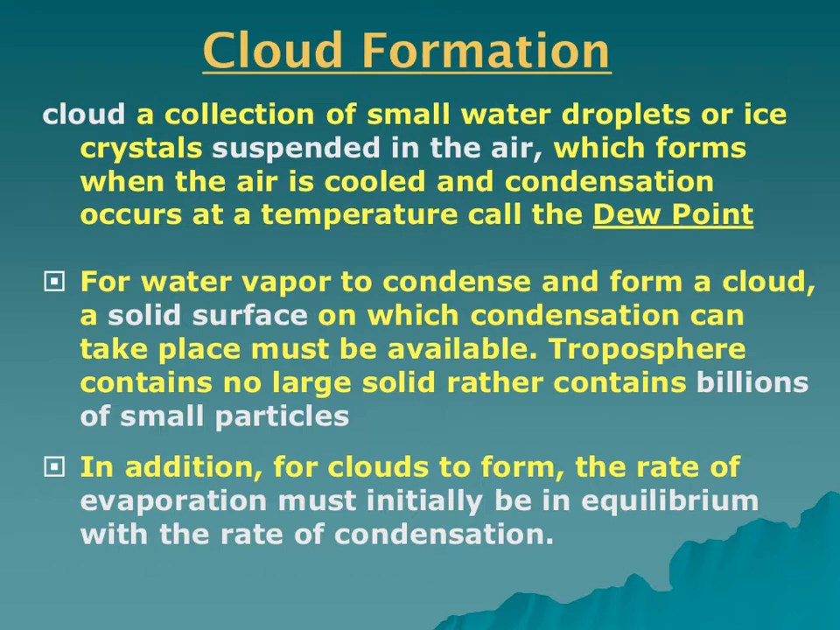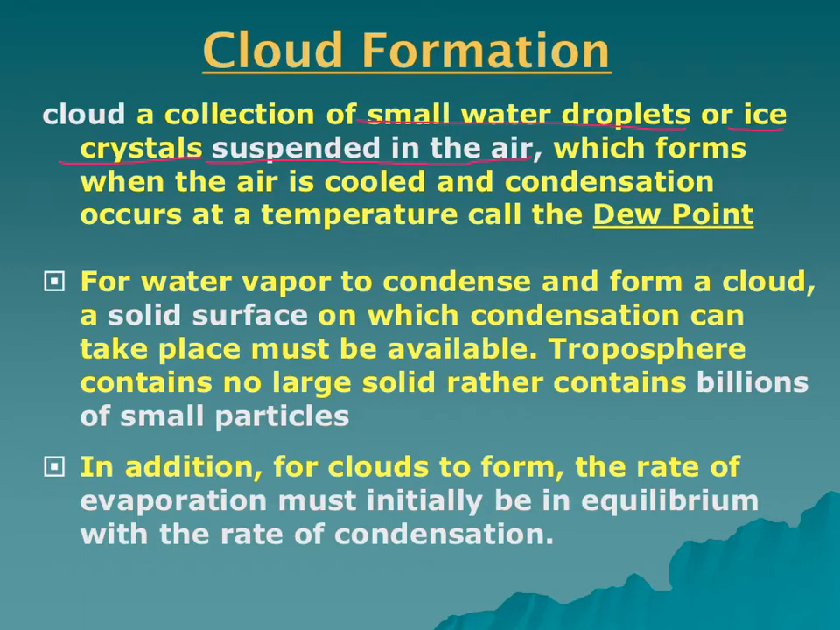A cloud is a collection of small water droplets or ice crystals. So technically a cloud is either a solid or a liquid. If it's ice crystals, solid. If it's water droplets, liquid. And they are suspended up in the air, floating in the air.